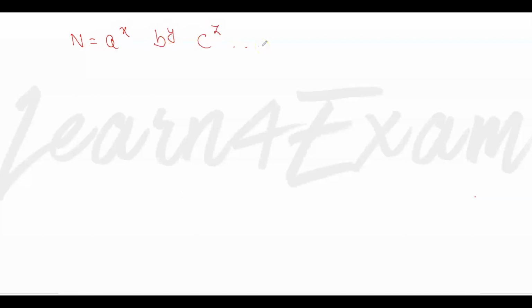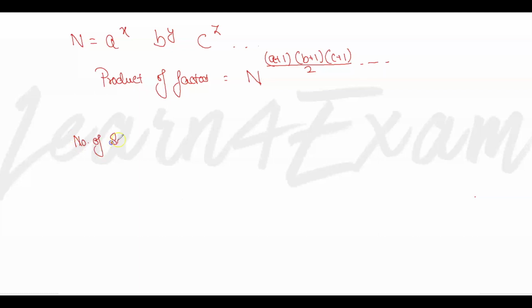Now you can extend this. The product of factors of n is given by the formula n to the power (x plus 1)(y plus 1)(z plus 1) whole divided by 2, and you can also extend this further. Now if I talk about the number of solutions, then when n is of the form 4k plus 2, this number cannot be written as a difference of two perfect squares.